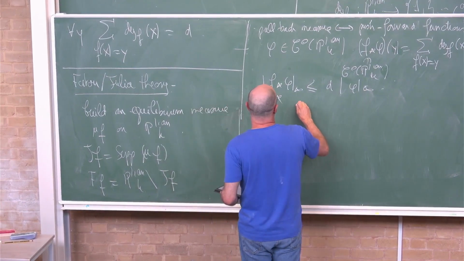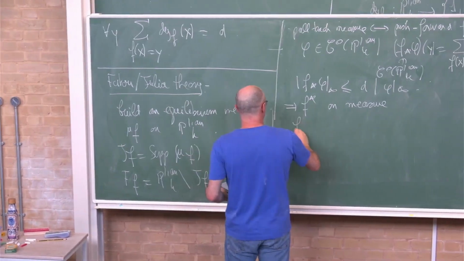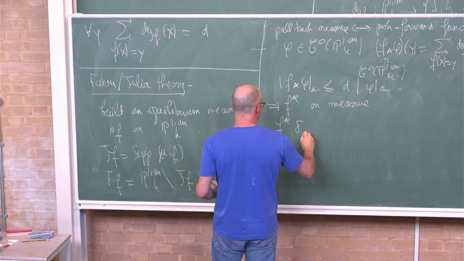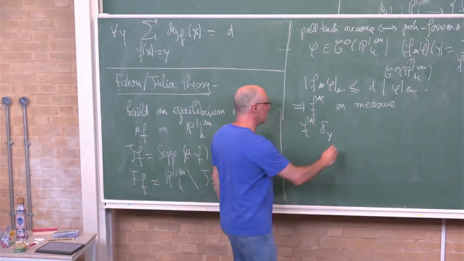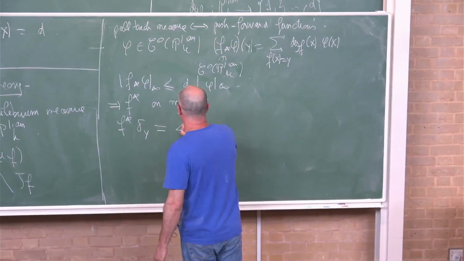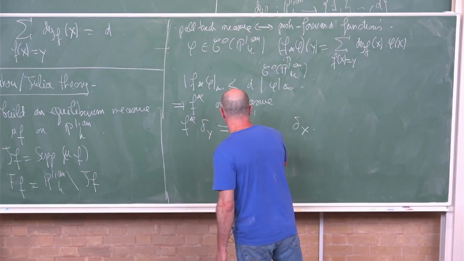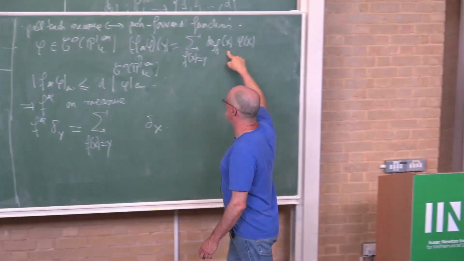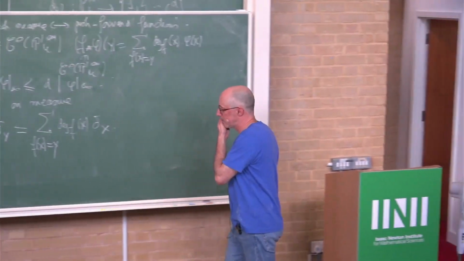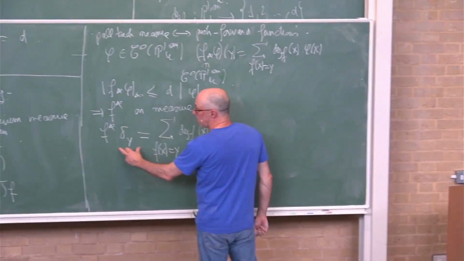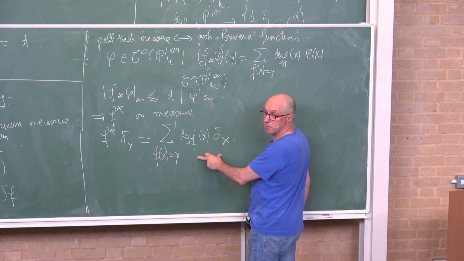On measures. For instance, if you take a delta mass at some point y, just by looking at the definition, the pullback is going to be the sum of delta masses at all preimages of y, multiplied again by this weight, the local degree. Okay, so the mass of the pullback of a probability measure is multiplied by d, the sum of local degrees.